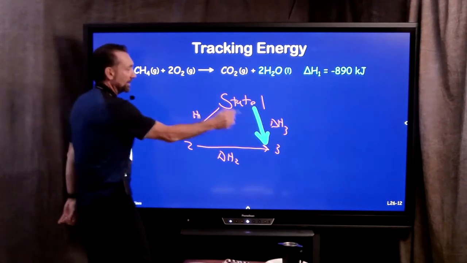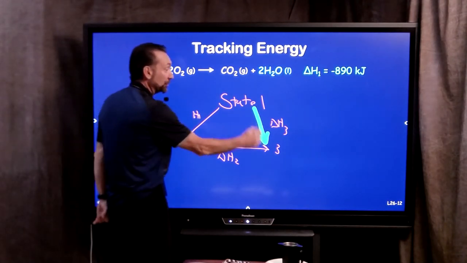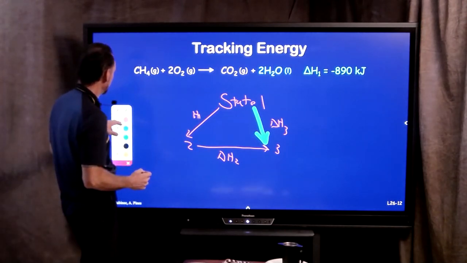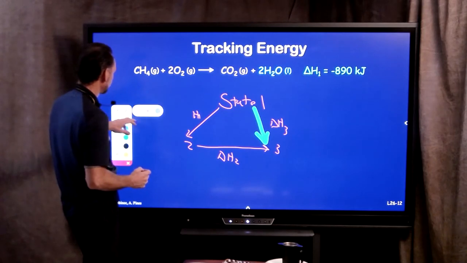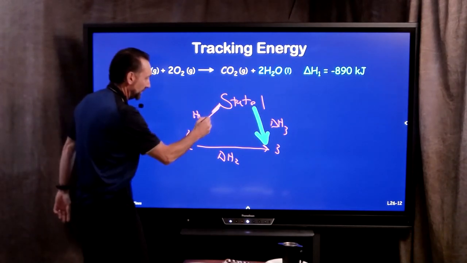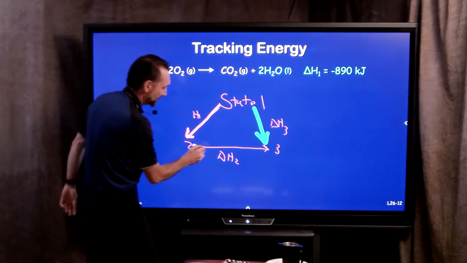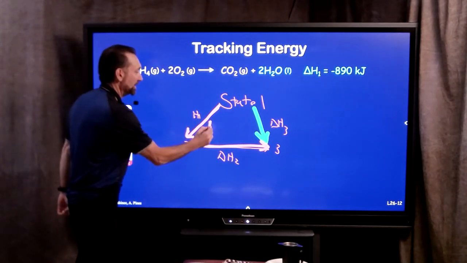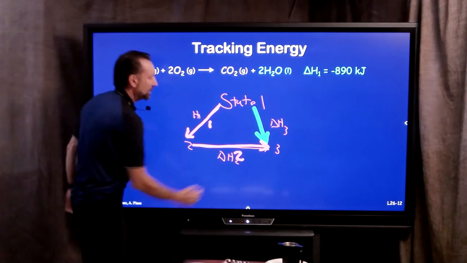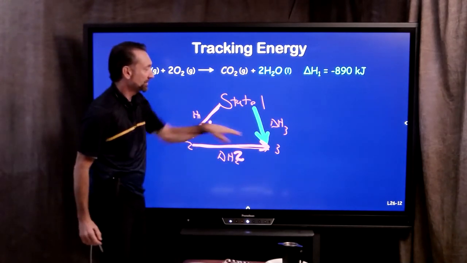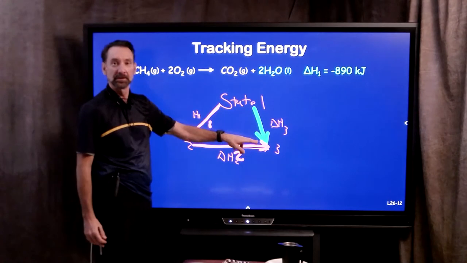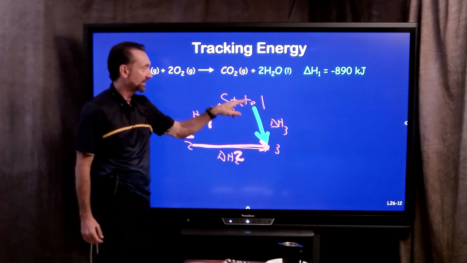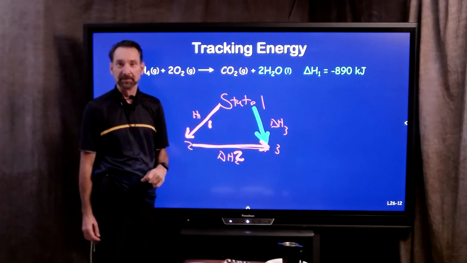So to get to here, there's two pathways. I can go along the red pathway to get there, do this step, and then this step. So step one plus step two has to add to step three because everybody ended up here. This was just a different way to get from state one to state three.